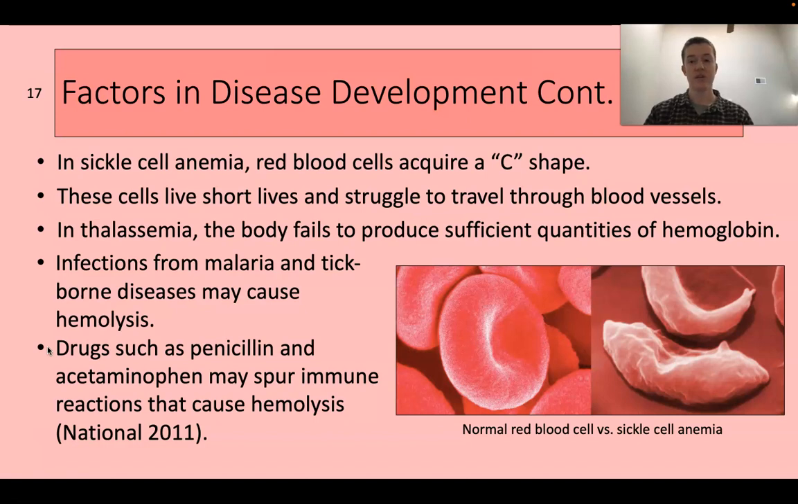The disease called thalassemia has a similar outcome. Here, the body fails to produce sufficient quantities of certain types of hemoglobin, which results in a shortage of normal and healthy red blood cells. And again, hemolytic anemia is a consequence.